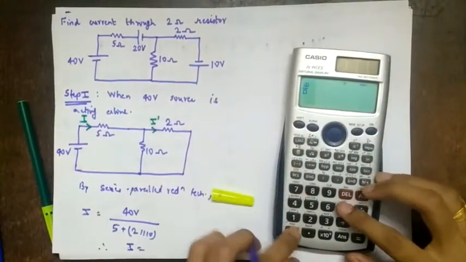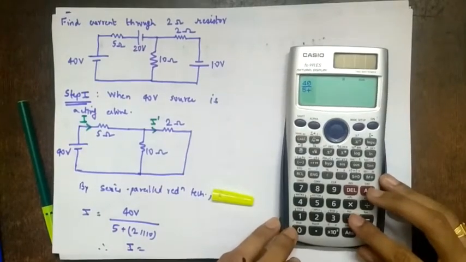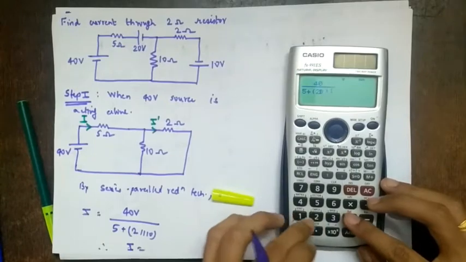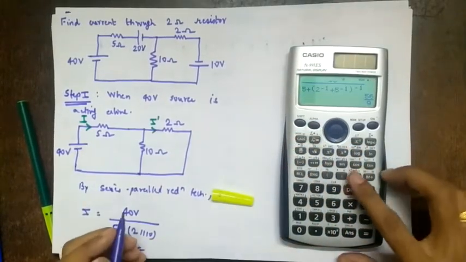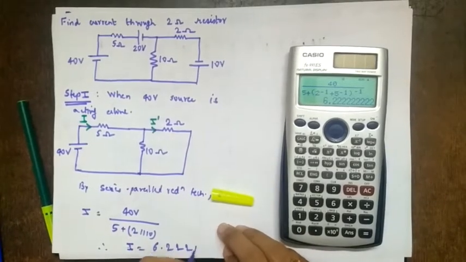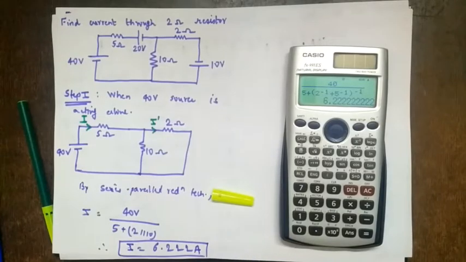So 40 upon 5 plus, what is this? 2 inverse plus 10 inverse and inverse of that. So I'll write in this way. So 2 inverse plus 5 inverse. So what is it? 6.222 amperes, right? And it is going towards right.